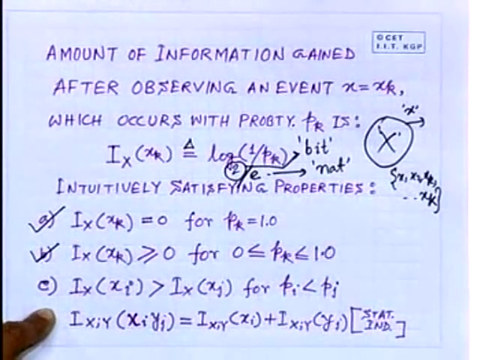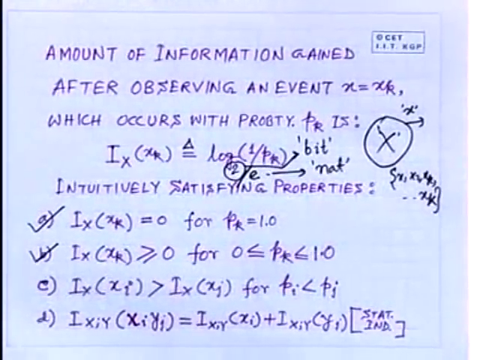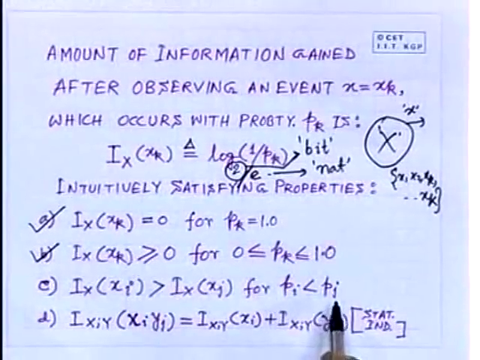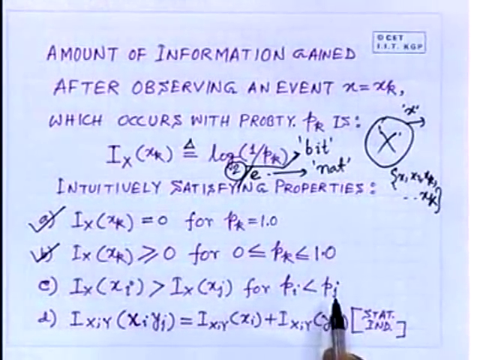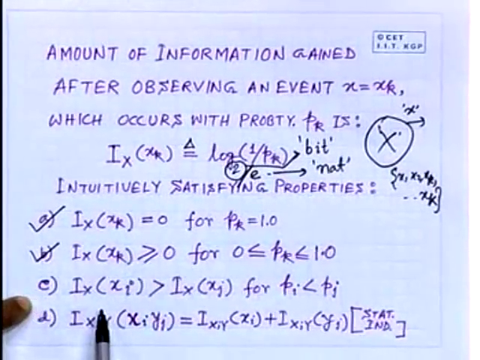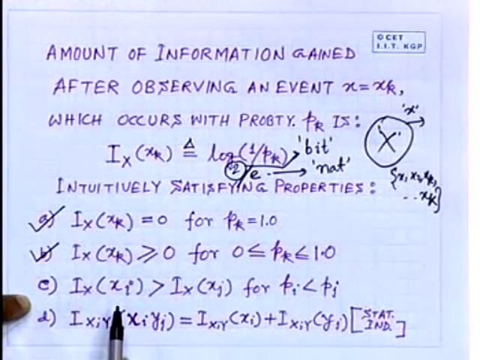Then if I have experience of two events, in one case the probability was pi and in the other case the probability was pj, it is obvious that for the less probable or more improbable event, I get more information. That is what is indicated in the third one, is it not? I get more information if the corresponding probability was less.